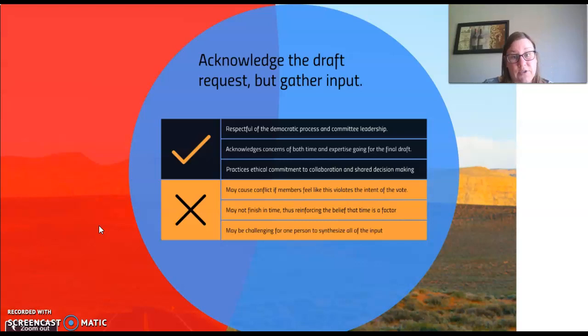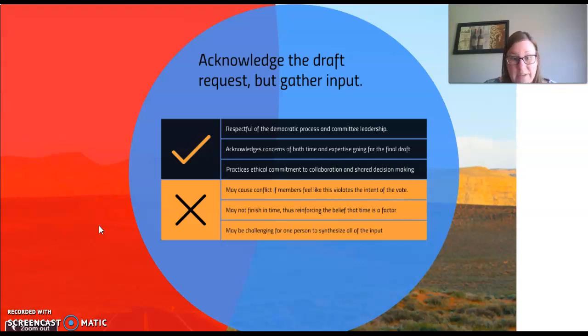She could acknowledge the draft request but gather input. So that would be respectful of the democratic process and committee leadership. It acknowledges the concerns of time and expertise that the group wanted in the final draft. She's practicing her ethical commitment to collaboration and shared decision making. However, it could cause conflict if the teammate feels like this violates the intent of the vote.